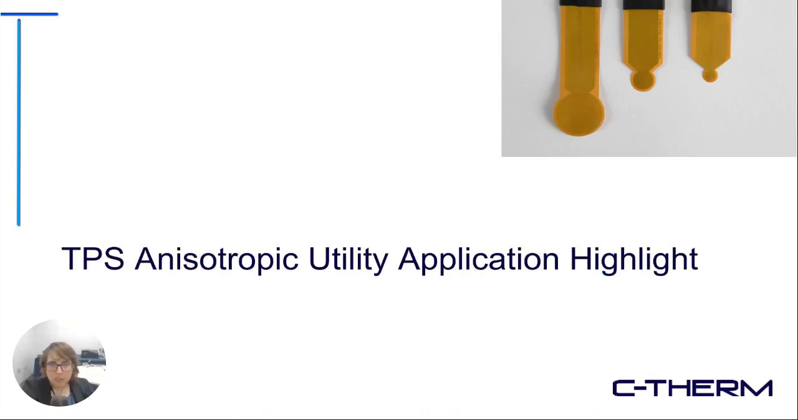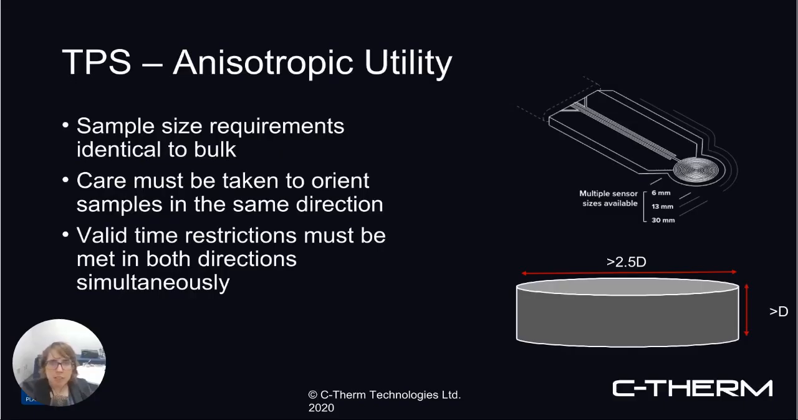Now we'll take a sideways step. All of the data up until now was generated using the modified transient plane source method. We're going to highlight some data using the transient plane source method's anisotropic utility from Trident. The anisotropic utility is basically designed, and you can see in the lower right of this slide, we've drawn a symbol of a cylinder.